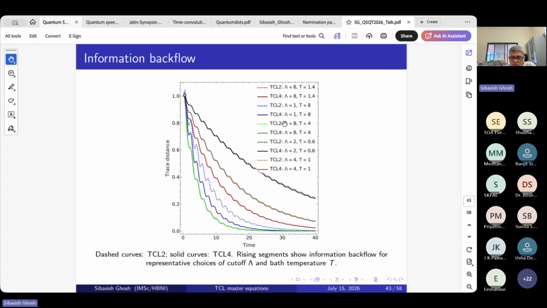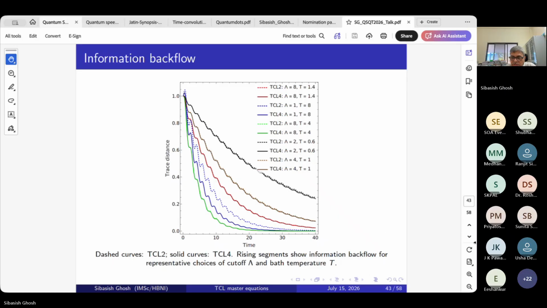Similarly, TCL2, TCL4. So you see the trace distance. TCL2 is the solid curve and TCL4 are the dotted curves. For example, this green one is TCL4 and the dotted green is TCL2. You see that the trace distance is oscillating, but gradually it is going somewhere else. This wiggly behavior tells you that there is some kind of information backflow, and that is happening because of the non-Markovian dynamics.